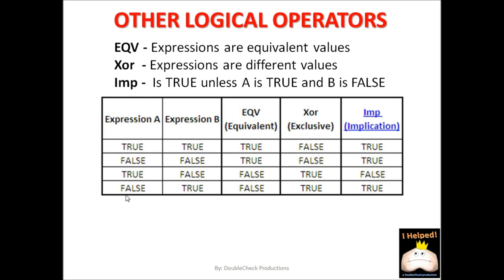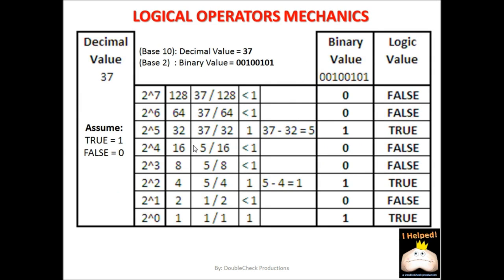Finally, we have A is false and B is true. They are not equivalent. They are, however, exclusive, but they do not meet the implied criteria to come out as false. So the implied logical operator is always true unless it meets these conditions where A is true and B is false.